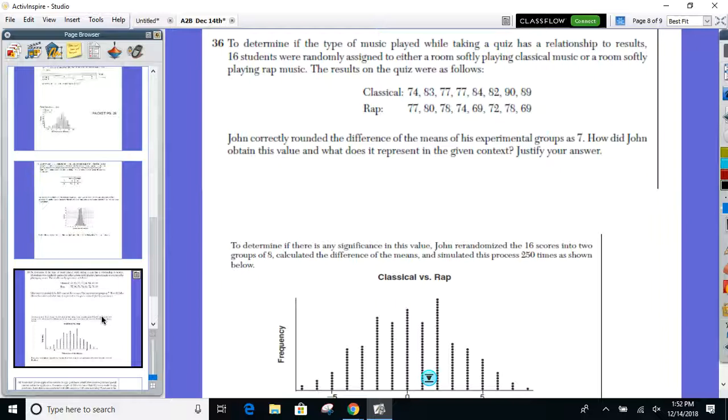How do you get that 7? You got to show how he got the 7. He said the difference in the means was 7. So where did he get that 7 from and how was it calculated? Okay, we found the what of classical and rap. He found the means. Everybody go ahead. So the classical mean and the rap mean.